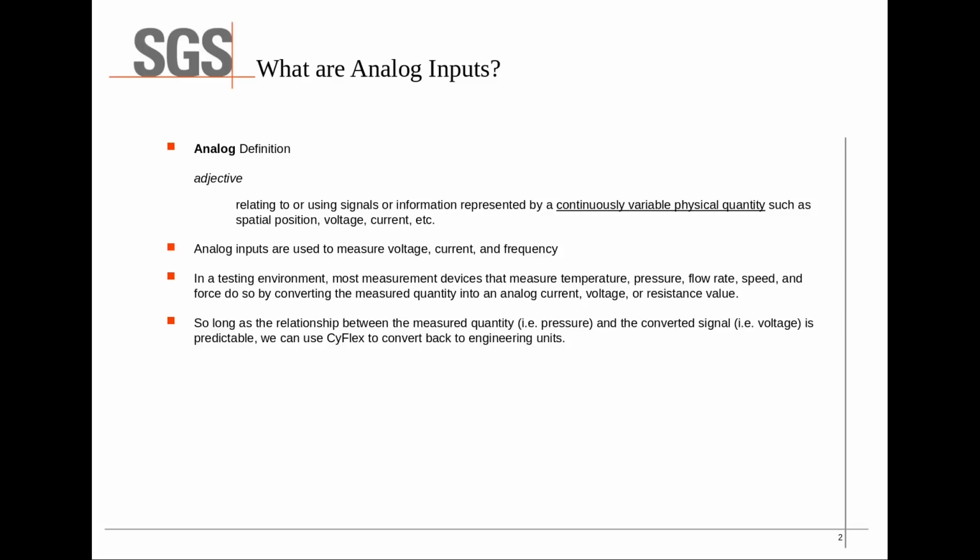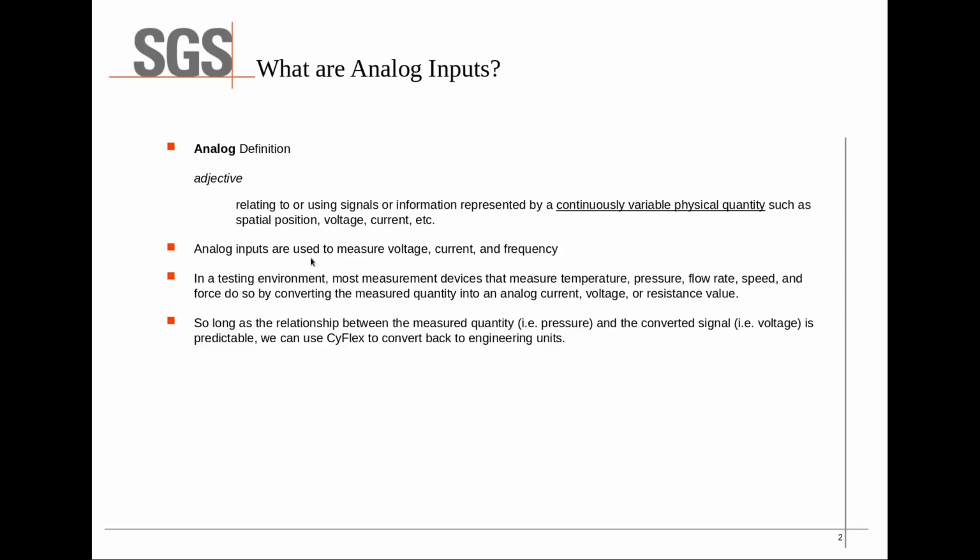So your analog are going to have, generally speaking, an infinite number of points between 0 and span. So if it's a 0 to 10 volt, then it can be at any floating point value between 0 and 10, whereas a discrete can only be on or off. So analog inputs are used to measure voltage, current, and frequency.